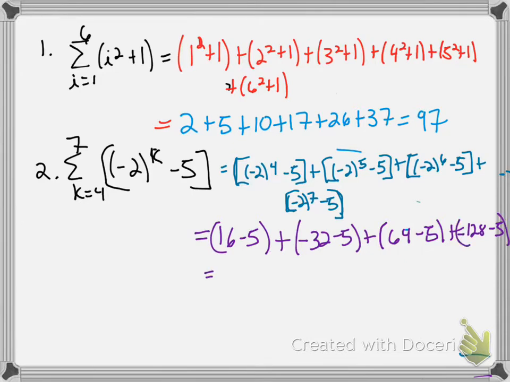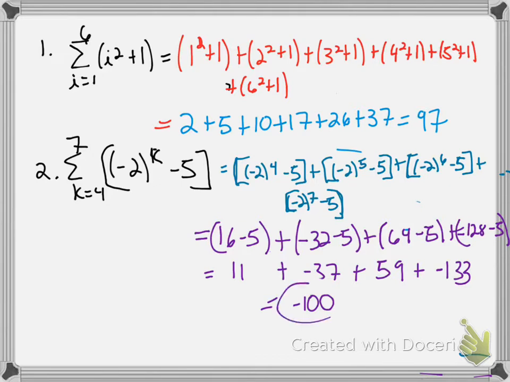Okay, so here we end up with 16 minus 5 is 11. -32 minus 5, so since they're both negative, it's going to be -37. 64 minus 5 is 59. -128 minus 5 is -133. Okay, let's put them all in our calculator. Gives me a -100. Okay, and then we have one last one to do. I'm going to clear this page. So the sum there is going to be -100.